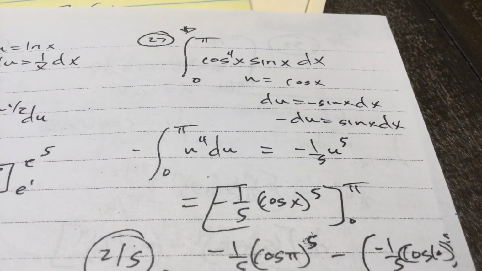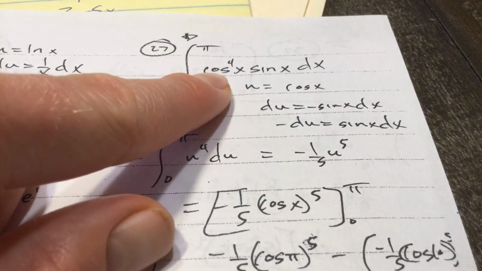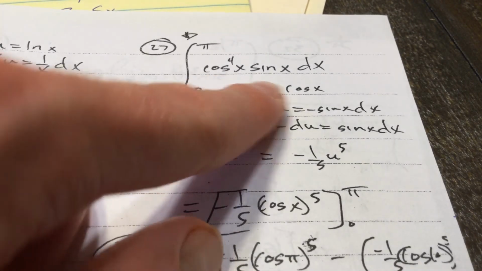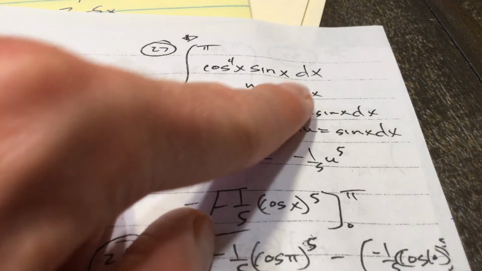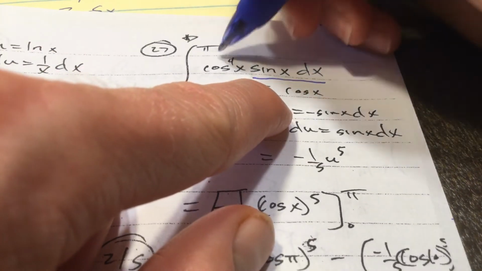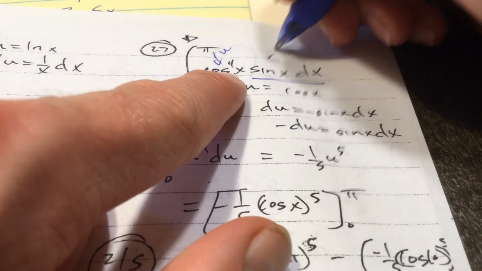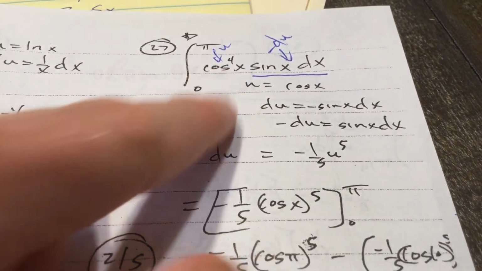All right. Raising that to the 4th, that's got to be u. If u is cosine x, then du is negative sine x dx. So sine x dx, which I need to substitute something in for, again, that's u, is going to be a negative du.